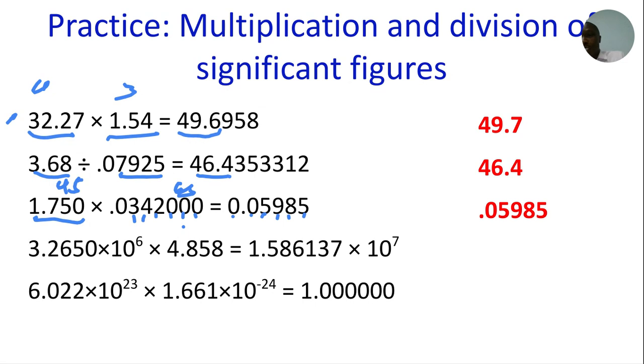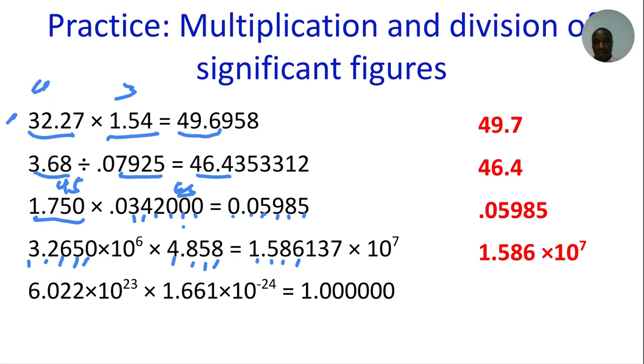Okay, now let's check again and see. This has 1, 2, 3, 4, 5. 5 significant figures. Then this one has 1, 2, 3, 4. So the least significant figures are 4. So that means our answer should be to 4 significant figures. So 1, 2, 3, 4. That will be our answer to 4 significant figures.